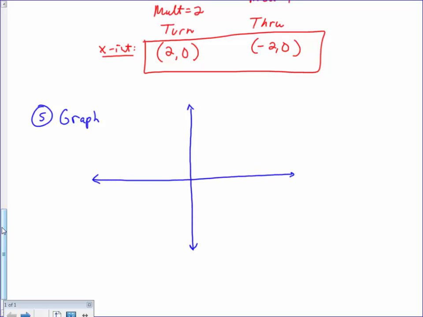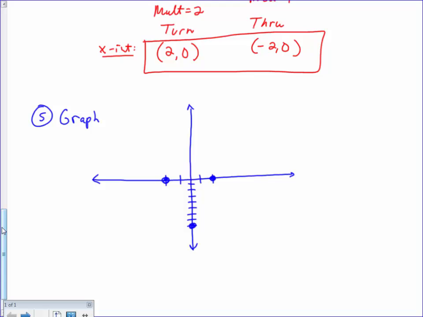The y-intercept was (0, -8), so I'm going to go down 1, 2, 3, 4, 5, 6, 7, 8. Go ahead and plot a point there. The x-intercept was (2, 0), so I'll go over 1, 2, plot a point there, and then to the left, 2, plot a point there.